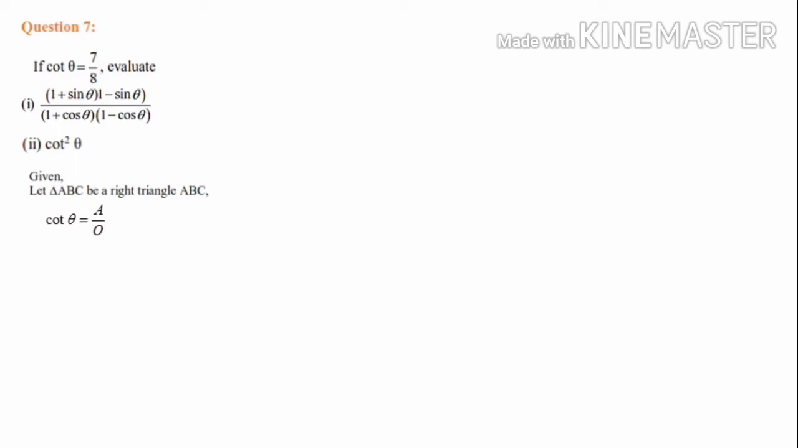Let's write the formula for cot theta, that is equal to A divided by O. Let's draw a right triangle ABC, right angled at B. And there is an angle theta which is marked here on C. So let's mark H, O and A, the 90-degree opposite side, that is H, the side which is opposite to the given angle, that is O, and the leftover side, that is A. Then here cot theta is equal to A by O. So A is BC and O is AB. That is BC by AB equal to 7 by 8.